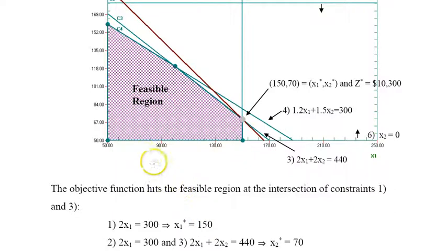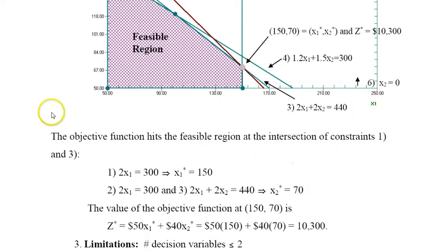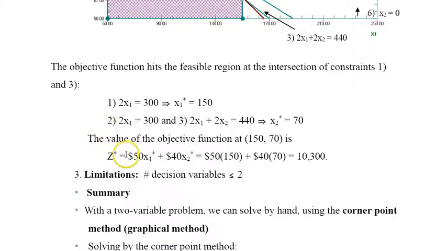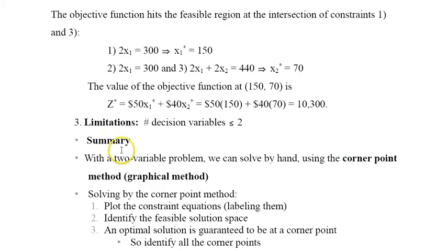And so it works for 2 decision variables and nothing beyond that. So what to do? Let's see.